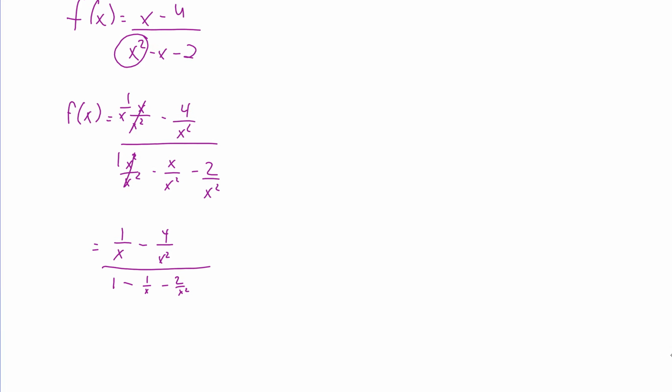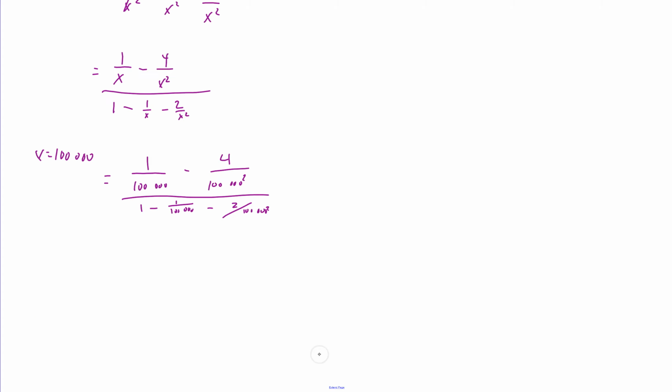Next what we have to do is plug in a large number, so we'll say x is equal to 100,000. So that'll give us 1 over 100,000 minus 4 over 100,000 squared, divided by 1 minus 1 over 100,000 minus 2 over 100,000 squared. And what you'll realize is that this will give us something very close to 0.